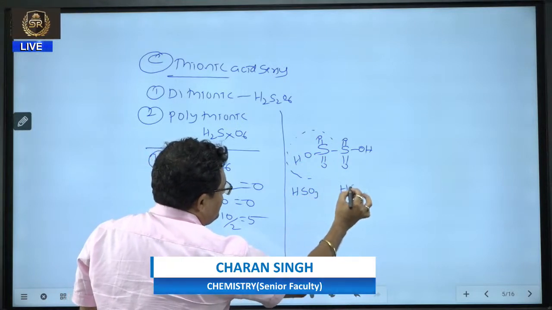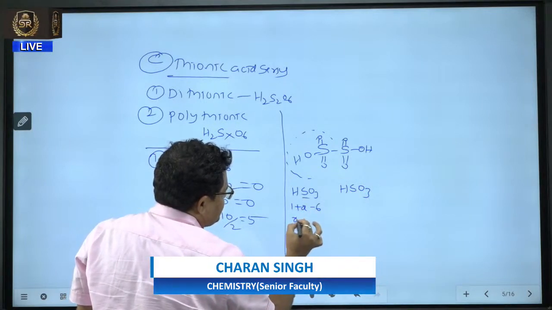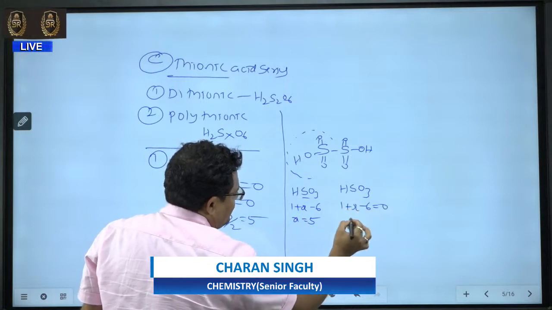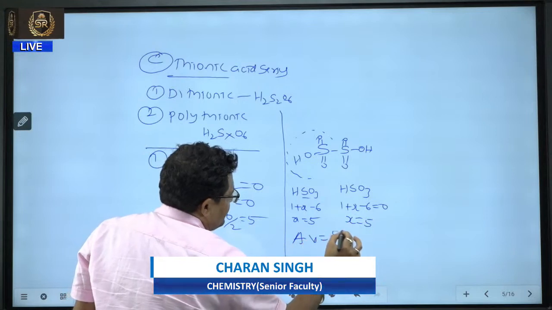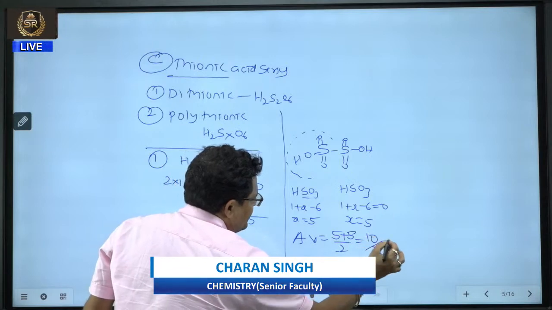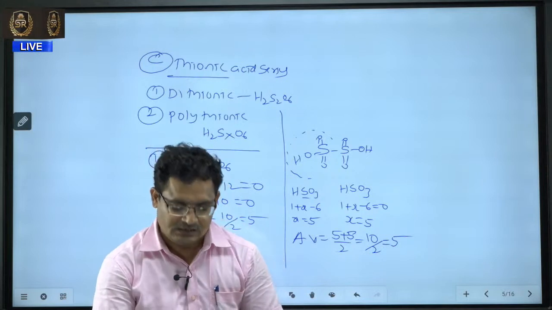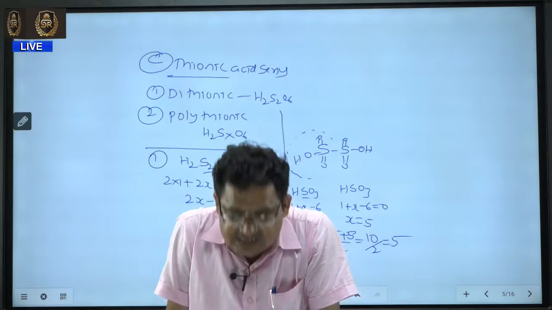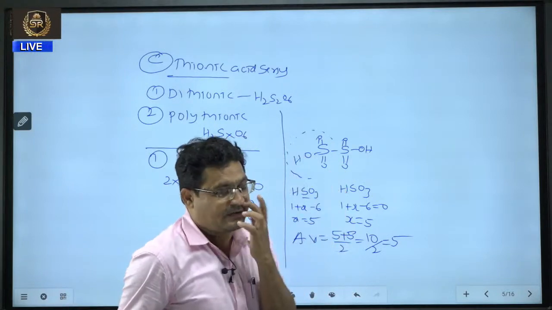HSO3. Here also HSO3. 1 plus x minus 6, x equal to 5. Here 1 plus x minus 6 equal to 0, x equal to 5. Average equal to 5 plus 5 by 2 equal to 10 by 2 equal to 5. This is dithionic acid. In dithionic acid, 2 p-pi bonds are present in each sulfur atom.